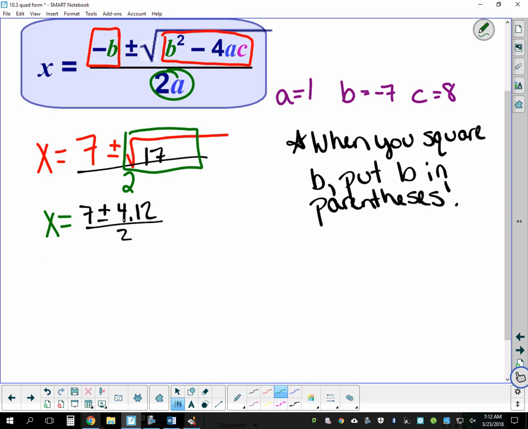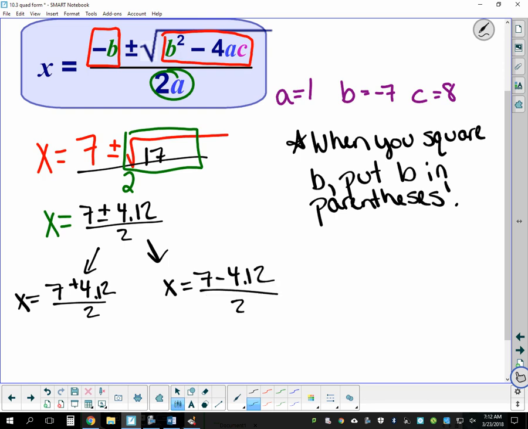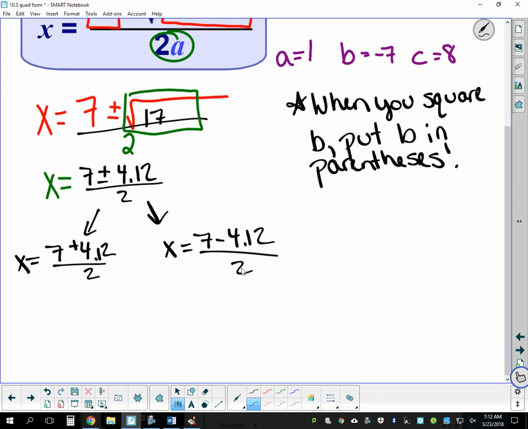Okay? At this point, you are ready to split it up. Remember I said this is really 2 answers? You have to do 1 with the plus sign, and you have to do 1 with the minus sign. So sometimes students will say, well, if we're going to split it up, why didn't we just start with 2 different things? Because this is a lot to write. It's a lot easier to write it all as 1. Keep it all as 1 until you have to split it. And this is the point where we have to split it.